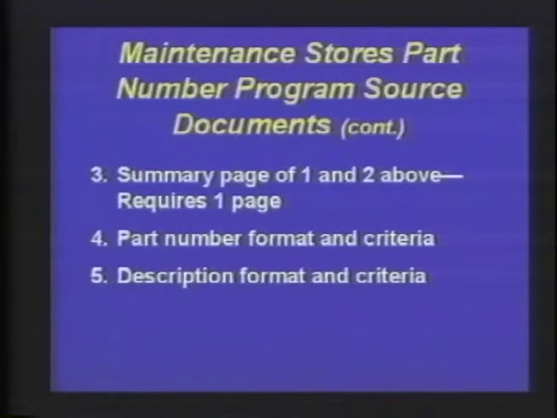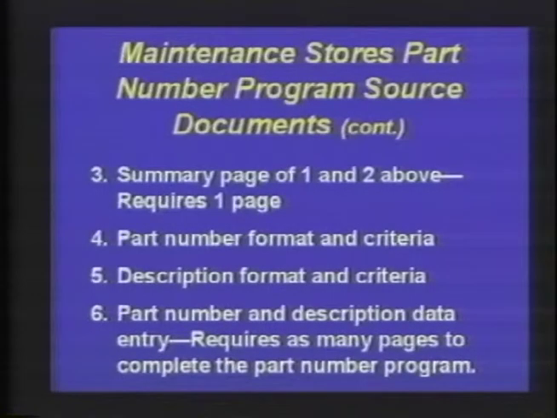And again, like my comments relative to the part number format and criteria, you're going to need as many pages as it takes to get the job done. In some cases, 4 and 5 could be 2, 3, 4, 500 pages in total. And these are the documents that are required to put the part number program together. And once the part number and description is complete, these documents can be filed. They could be put on microfiche, and at some later date, if you want to retrieve it, you have the opportunity to retrieve the data.